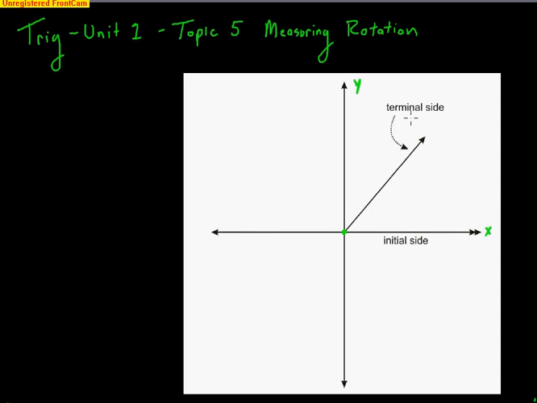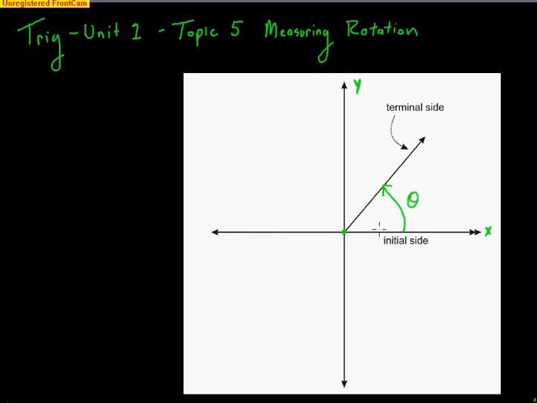The terminal side is simply where we stop. So if I draw this terminal side here, I'm going to start at the initial side and rotate until I get to that terminal side. And that angle right there is the angle that I've created, and we'll call it theta. Or you could call it whatever Greek letter you want to, or you don't even have to call it a Greek letter, you can call it whatever you want. So that is the idea of drawing an angle.